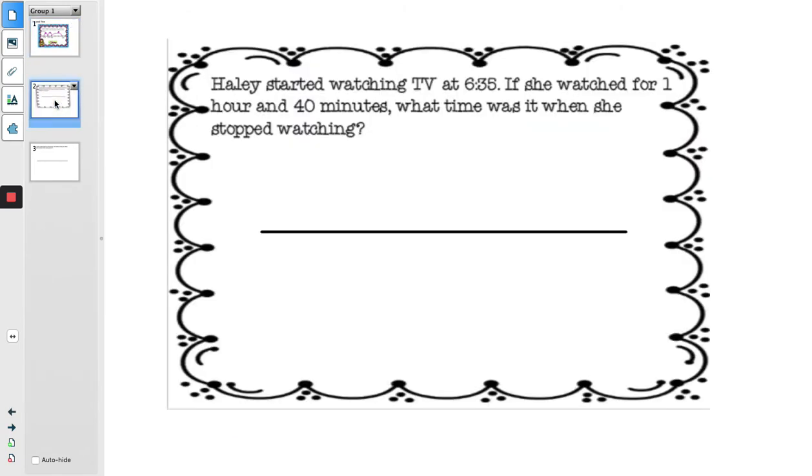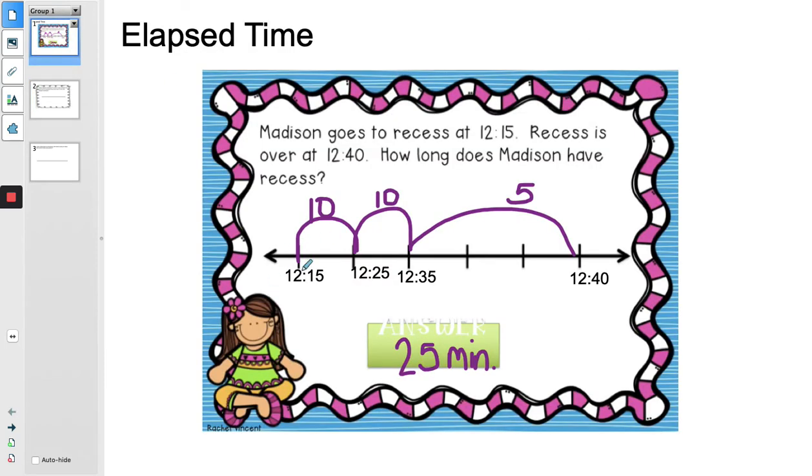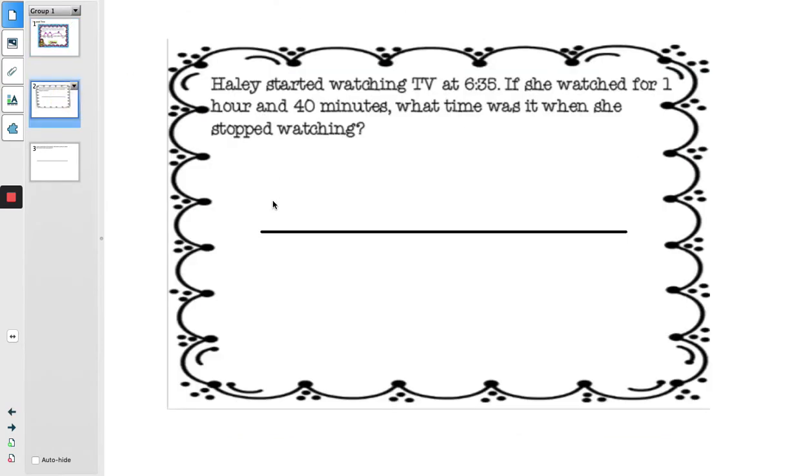Now I have this problem. Haley started watching TV at 6:35. So I have my start time. If she watched for 1 hour and 45 minutes, what time was it when she stopped watching? So my first problem, I had my start and my end time, and I had to find out how much time was in between, my elapsed time. Now I have my start time, which is 6:35, and I have to figure out my end time.